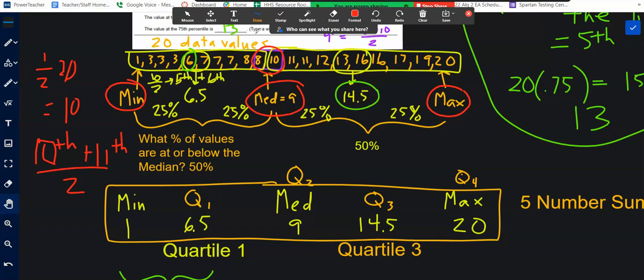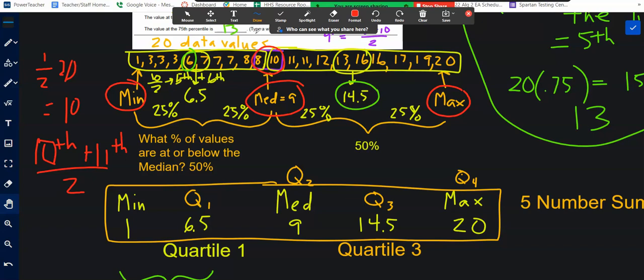But that splits my data set up into 2 groups of 50%. And I know not everything's perfect, but 2 groups of 50%. If I split each of these pieces into 2, then I would split everything up based on 25%.